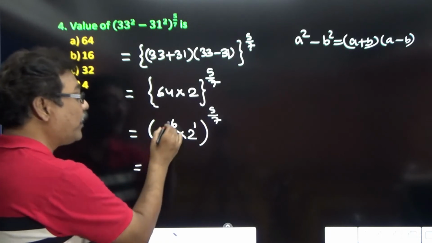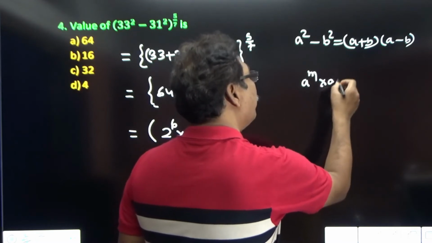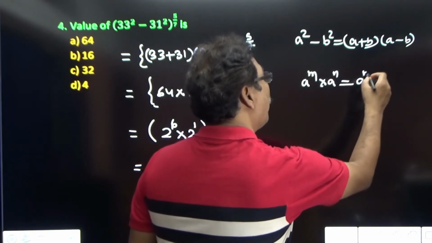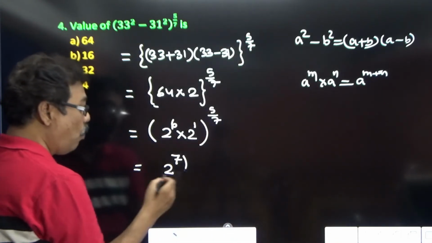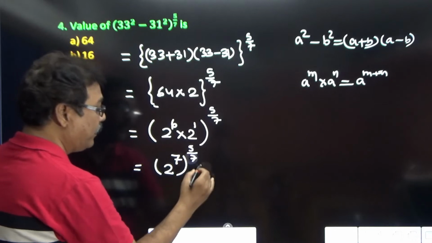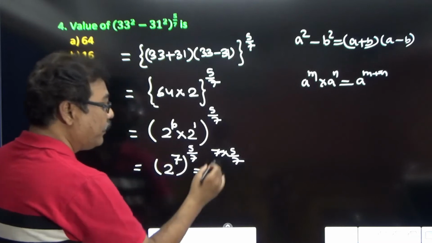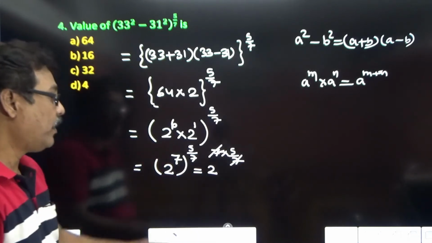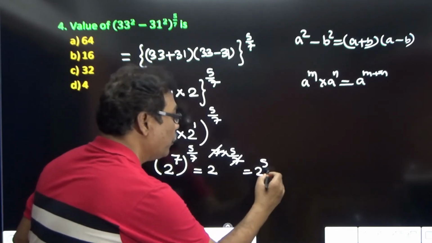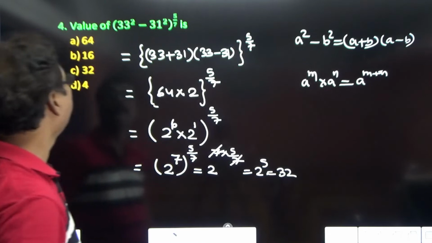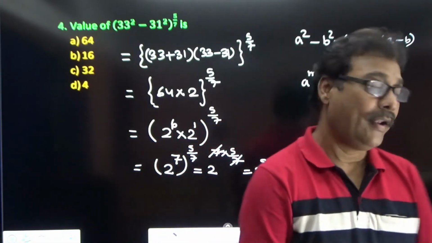So see, 2^6 into 2^1. I have the formula a^m into a^n: the base is the same, the powers will be added. So this gives me (2^7)^(5/7). So that gives me 2^(7 × 5/7). The 7 gets cancelled. Now 2^5 is left. 2^5 will be 32. So that is what we are getting here. All of you are getting it? Got it? Okay, let's go to the next one.